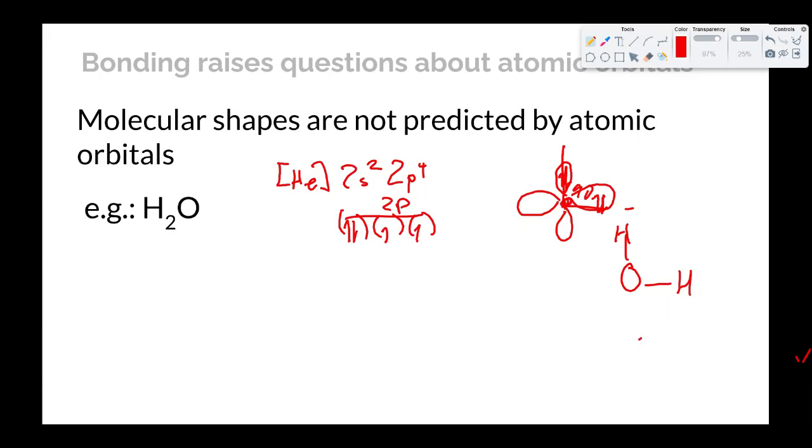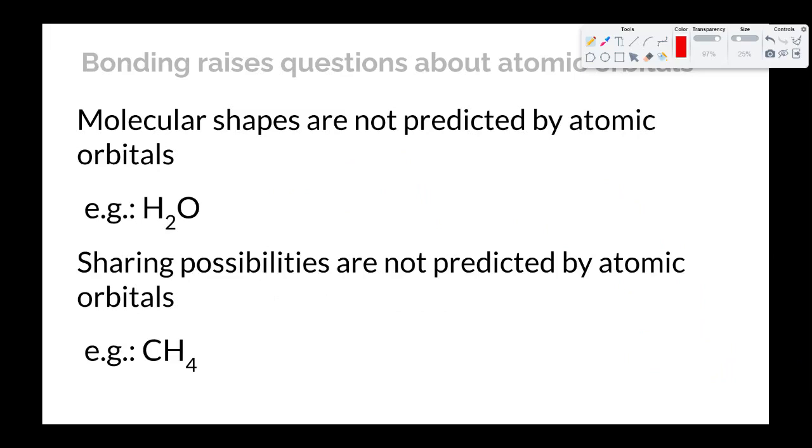But in fact, we know that's not true because VSEPR theory predicts that those two lone pairs are going to give us a 105-degree angle, whereas atomic orbitals predict a 90-degree angle. So that's a problem. Another problem is the sharing possibilities that we see all the time in covalent bonding are not predicted by where the electrons are that are available for bonding.